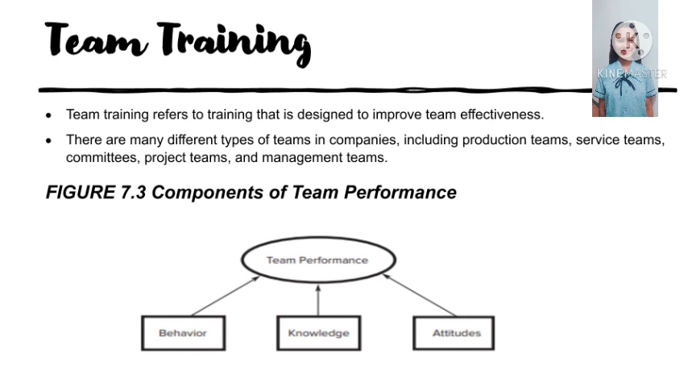So, makikita natin dito sa figure 7.3 ang components of team performance. Tapos, yung team performance naman ay nakabase sa tatlong aspect: behavioral, knowledge, and attitude. Ang mga aspect na ito ay dapat acquired ng team members.